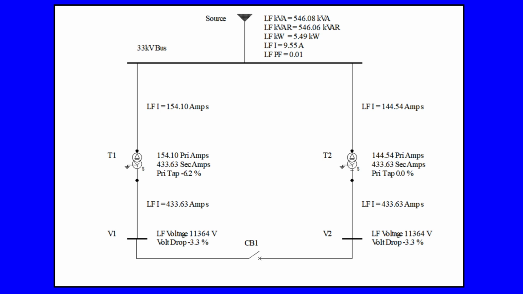Circuit breaker CB1 was then closed and the load flow rerun. We find here a secondary circulating current of 433 amps, which compares very favorably to the calculated value of 436 amps. Also note the nearly 10 amps difference between the transformer currents on the HV side, and we can clearly see that the difference is supplied by the source.